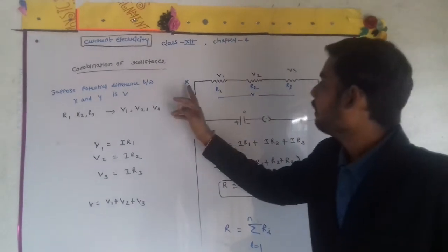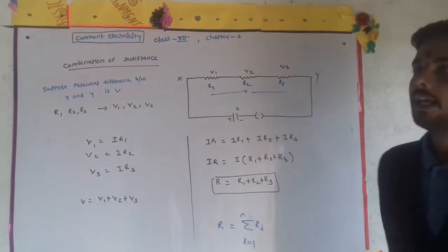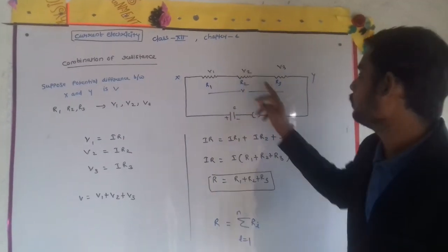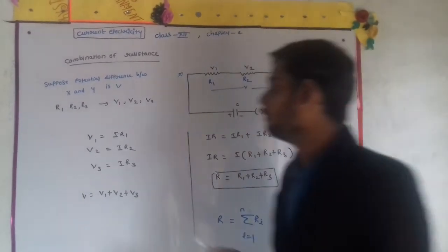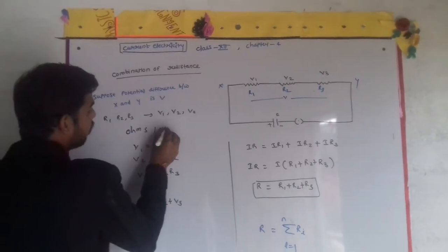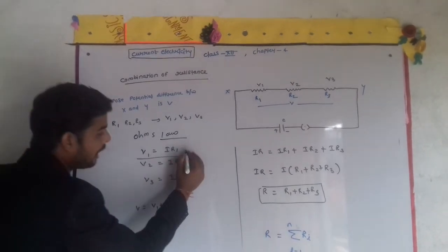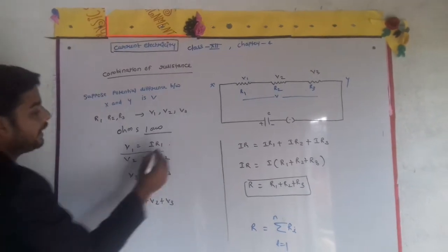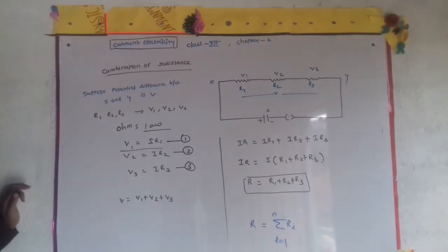Suppose that the potential difference across the points X and Y is V. Then the potential differences across R1, R2, R3 are V1, V2, V3 respectively. Then by Ohm's law, potential is directly proportional to current. So V1 equal to IR1, V2 equal to IR2 and V3 equal to IR3, which will be our first, second and third equations.